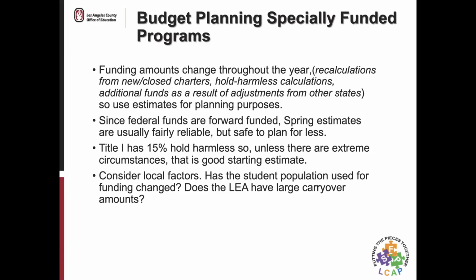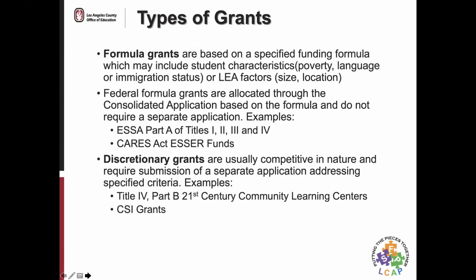So you need to consider local factors. If you had a big change in your population, that can change things. You need to think about, do you have carryover? But for planning purposes, these are some things to keep in your mind. In the spring already, you can get a sense of where your Title I budget's going to be. Okay. And also keep in mind that many of the other grants, how the funding comes depends on the grant itself. So like for Title III, you're going to look at your EL population. For immigrant, you look at your immigrant and did you have a 1% increase? So there are some factors there.